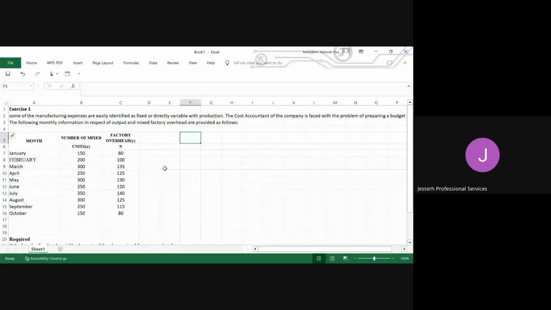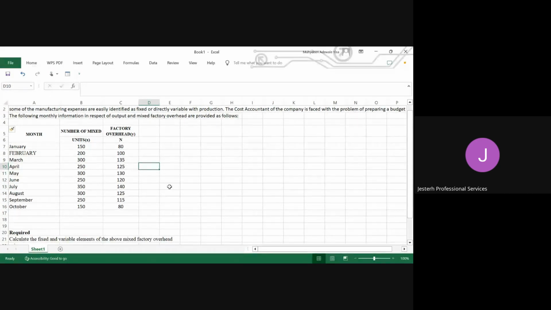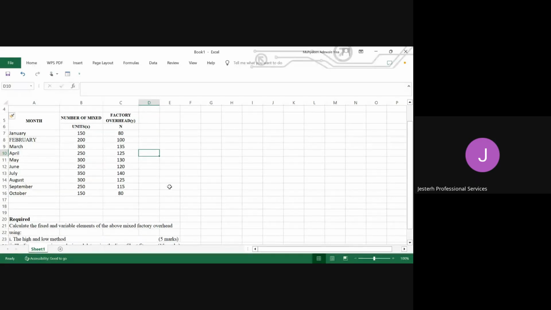Now, how are they going to do that? They came up with the idea that they should use the linear regression approach, or linear regression analysis, to determine the variable cost and the fixed cost, so that they will be able to come up with the cost structure or cost function which the organization can use to prepare the budget and also make future forecasting.